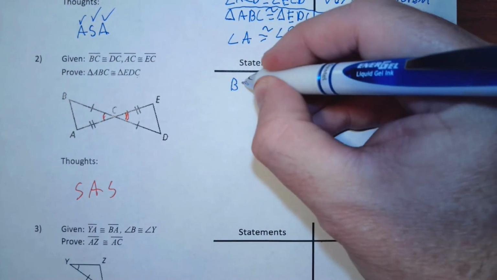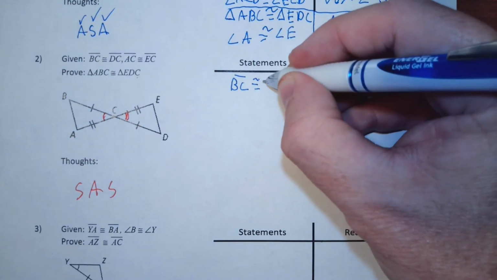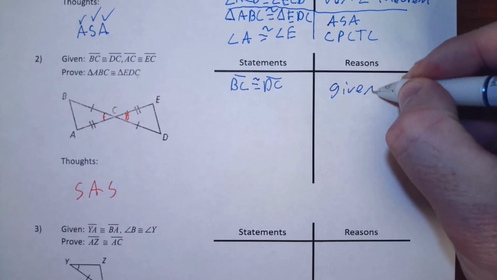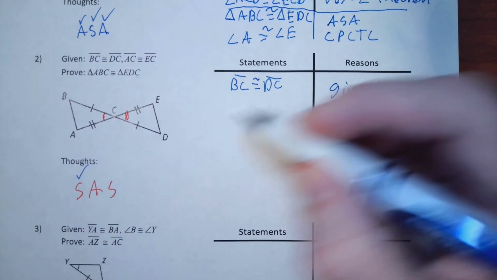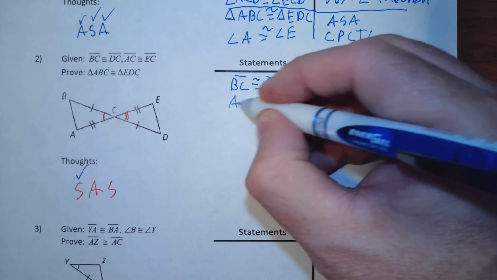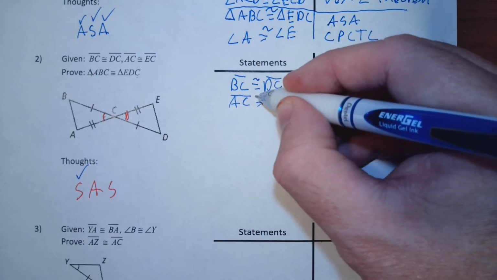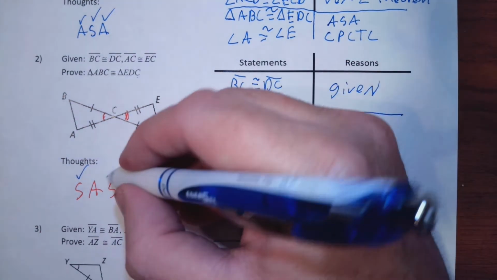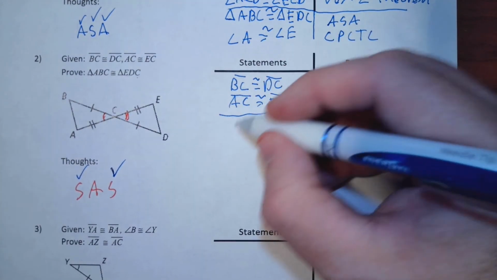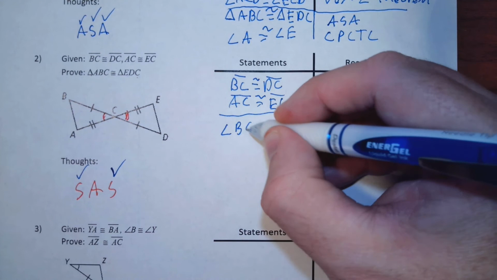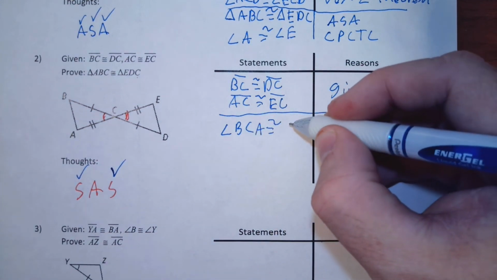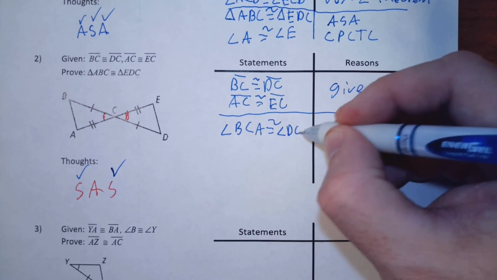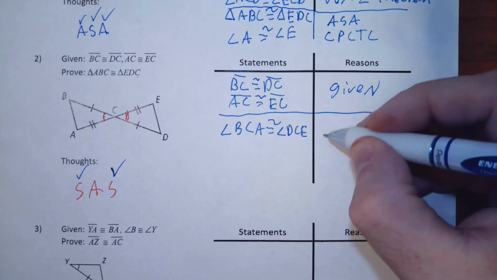So BC is congruent to DC. Well, that is given. Okay, so I guess I have a side. We have AC is congruent to EC. That's also given. So I got another side. Now I just need that angle, and that angle is going to be angle BCA is congruent to angle DCE. And that's because of the vertical angle theorem again.